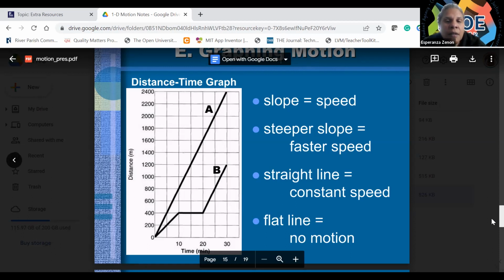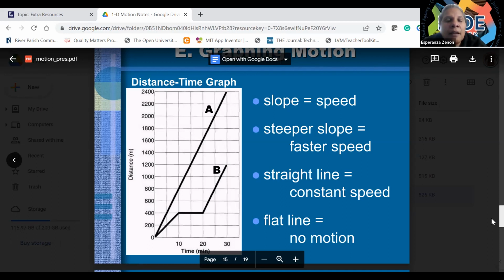I know that. If the line is straight, as in not flat, but straight, like A is totally straight, but B is not, okay? So this straight line, like A, tells me that that object had a constant speed. Object B didn't have a constant speed because the line is not totally straight.